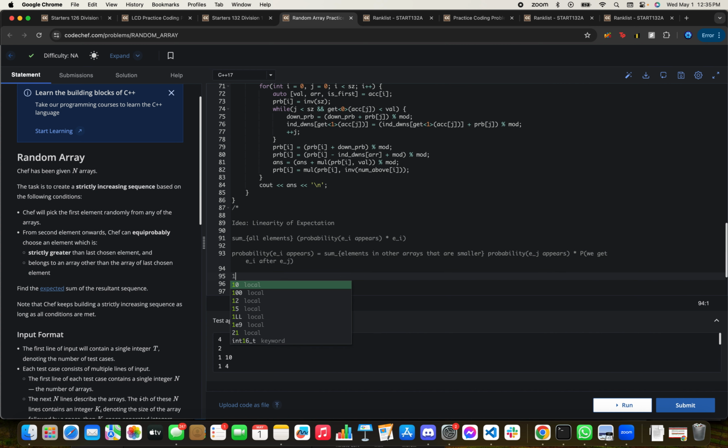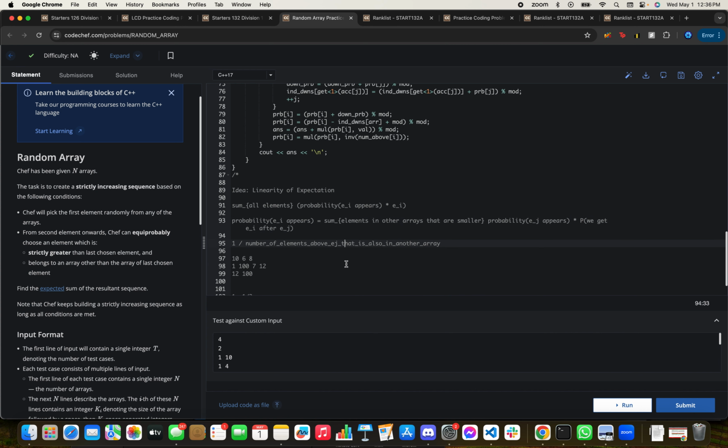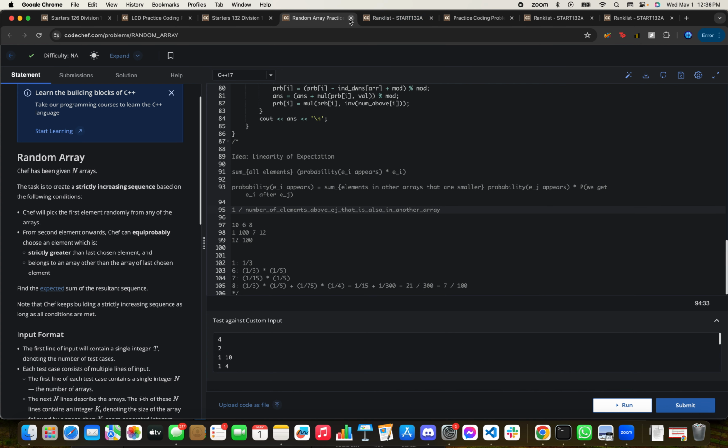And that latter probability is just 1 over the number of elements above E_j that are also in another array. And this quantity can just be pre-computed, and then you can compute this using a bunch of prefix sums. So yeah, that's basically it.